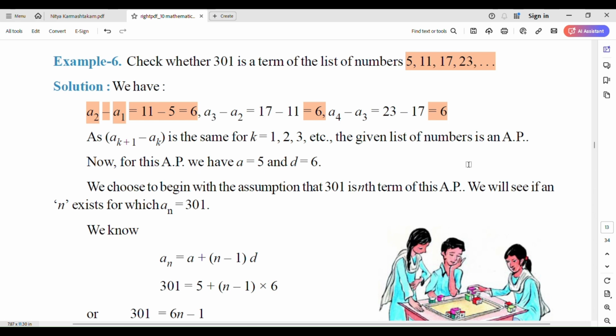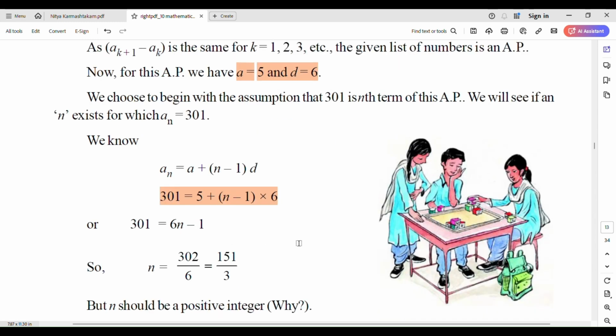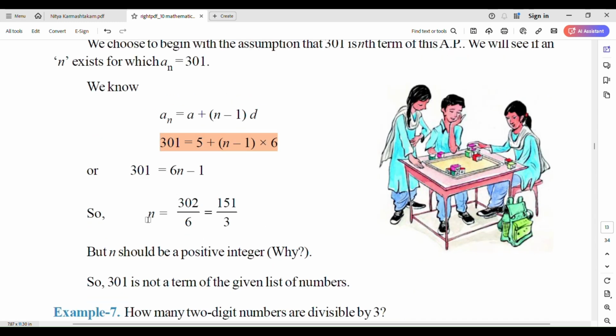Arithmetic progression. Now in this AP we have A equal to 5 and D equal to 6. Correct? First term is 5 and D equal to 6. Now, whether an equal to 301 or not, that we need to find out. So 301, A of n equal to A plus n minus 1 into D. So 301 equal to 5 plus n minus 1 into 6. If you simplify, what you will get is n is equal to 151 by 3.